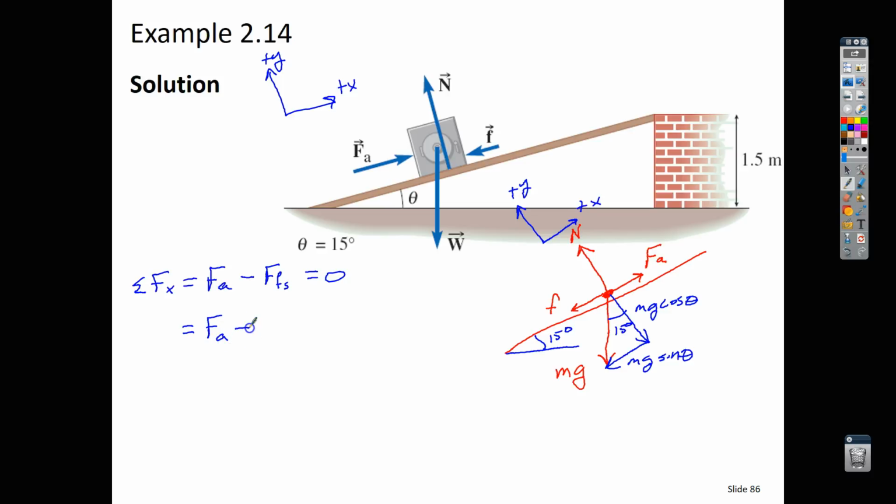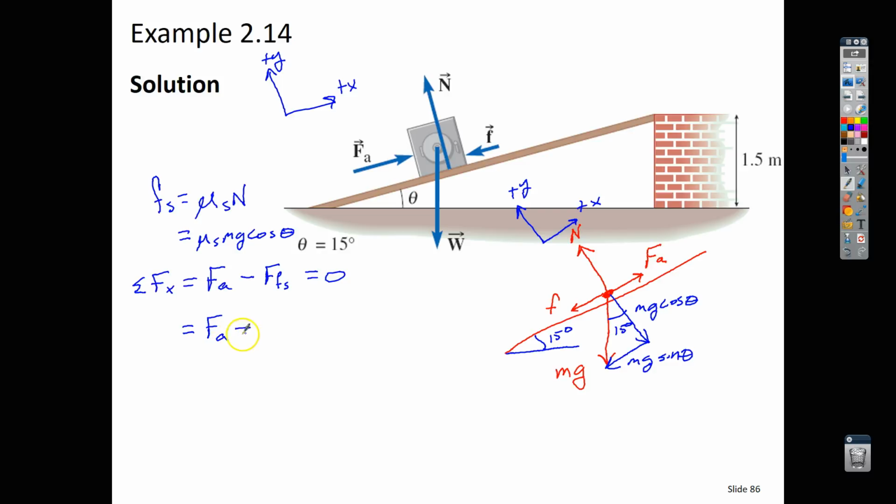Fa here minus, now remember the force of friction, so we're going to say Fs is equal to mu s times n. But we don't know what n is, but we do know what the weight of that safe is, so we can use the mg cosine of the angle for n. So n is equal to mg times the cosine of the angle.